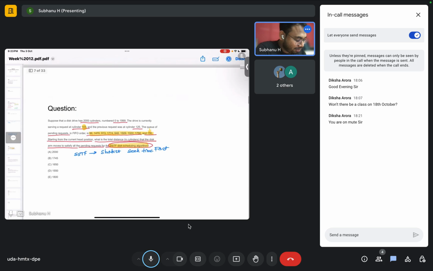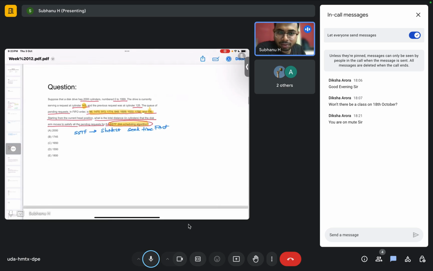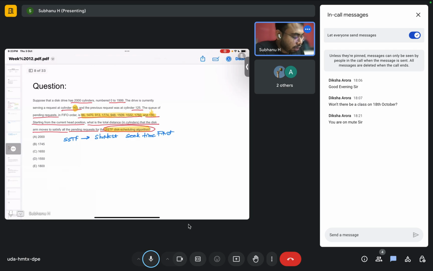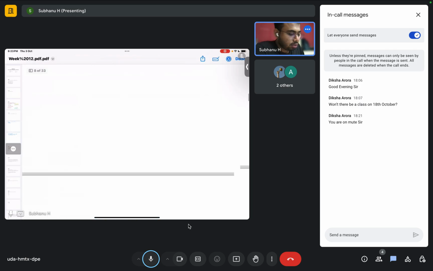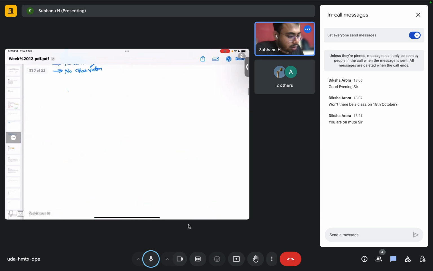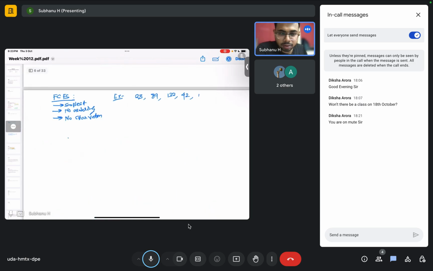So what I was saying, the question was about SSTF, shortest seek time first. Shortest seek time first I will come to later. But first one is our FCFS, which is first come first serve.